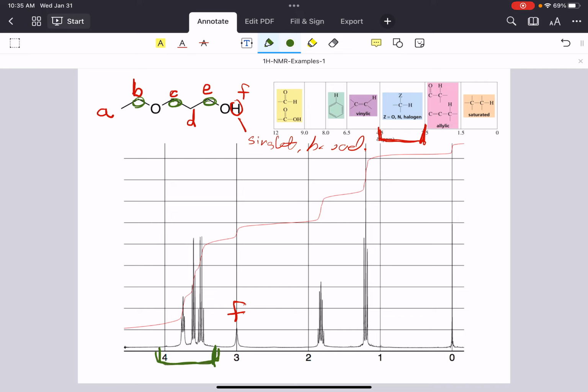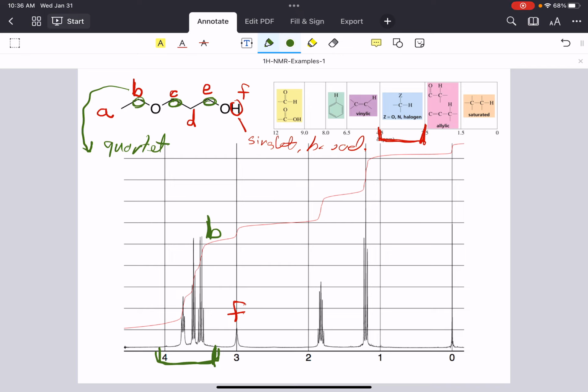Now we need to see if we can understand a little bit about splitting to nail down each one. The easiest one to nail down is going to be B, right? Because B has 3 neighbors. I'm going to expect B to show up as a quartet. So only one of these 3 signals in this region is a quartet. It's the one that's farthest upfield, so I can assign that signal to B.